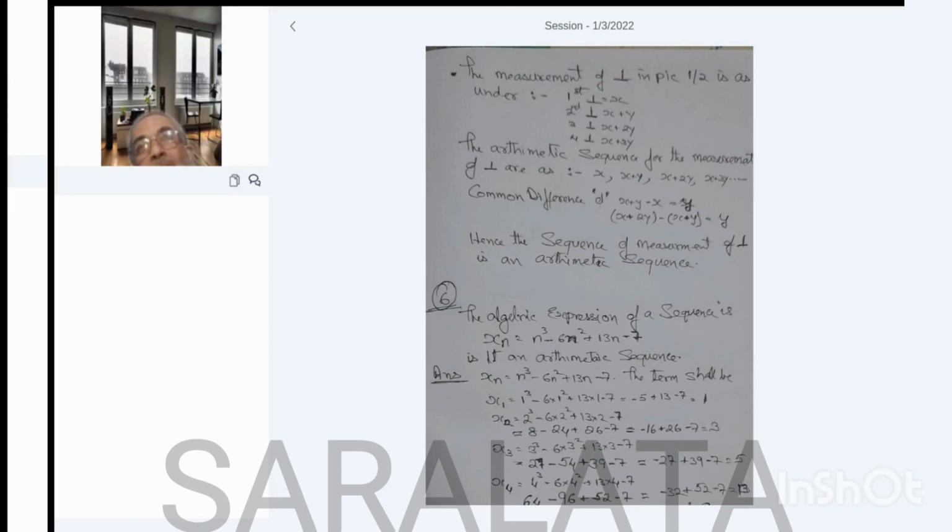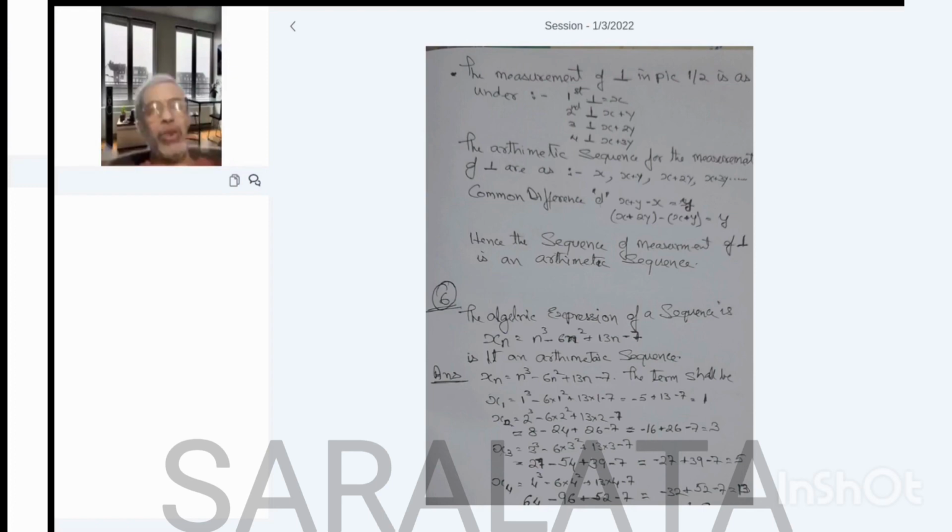This is how we are able to understand it. The algebraic expression given to us does not generate an arithmetic sequence. This is how you need to prove it. These are two major things which I found were difficult for you all to solve, and that's the reason why I'm doing it over here.